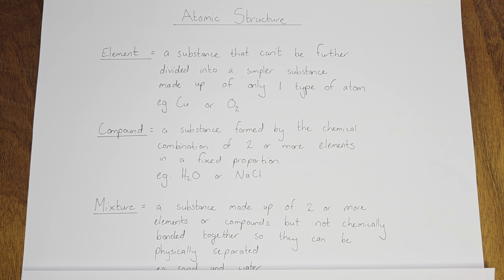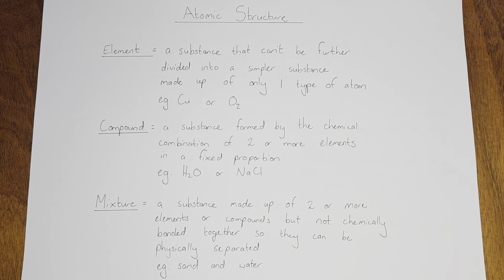A mixture is a substance that is made up of 2 or more elements or compounds. They are not chemically bonded together though, so we can physically separate them. Anything that can be physically separated out into either elements or compounds, we say is a mixture, such as sand and water. Water, H2O, sand is silicon oxide. We can easily separate sand from water because they are not chemically bound together. So anything that we can physically separate, we call a mixture. So it's important to know the difference between an element, a compound, and a mixture.